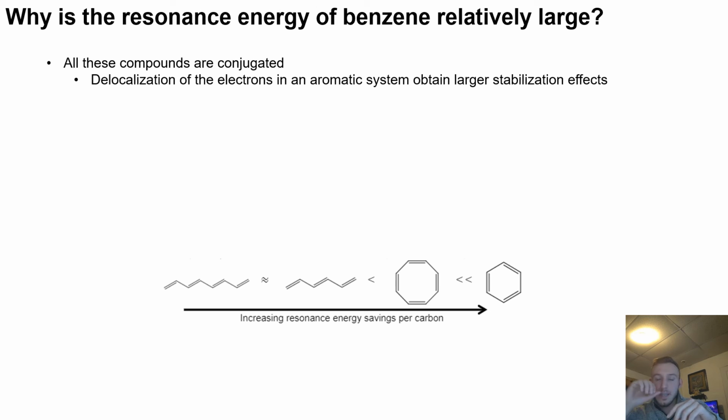So the conjugation is not as relevant. It doesn't add as much of a stabilization. It does add a stabilization effect, but not as large as benzene. Benzene is aromatic. All of those sp2 hybridized orbitals are in line with each other. And that allows for that delocalization throughout the benzene, which attributes to its relatively large stabilization resonance energy.